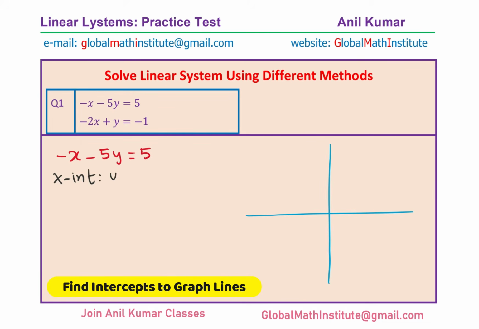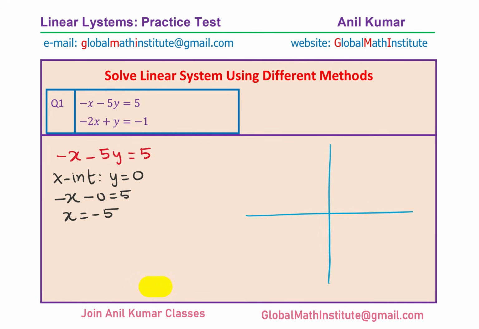The x-intercept is a point where y equals 0. So if I substitute y as 0, what do I get? I get minus x minus 0 equals 5, or x is equal to minus 5, correct? Now let me find the y-intercept. So the y-intercept is when x equals 0. So when x is 0, we have minus 5y equals 5, or y equals 5 divided by minus 5, so minus 1. So we have 2 points: the x-intercept of minus 5 and the y-intercept of minus 1.